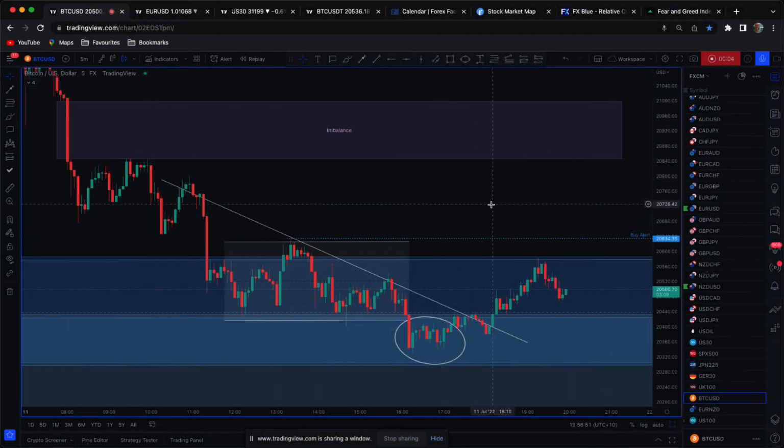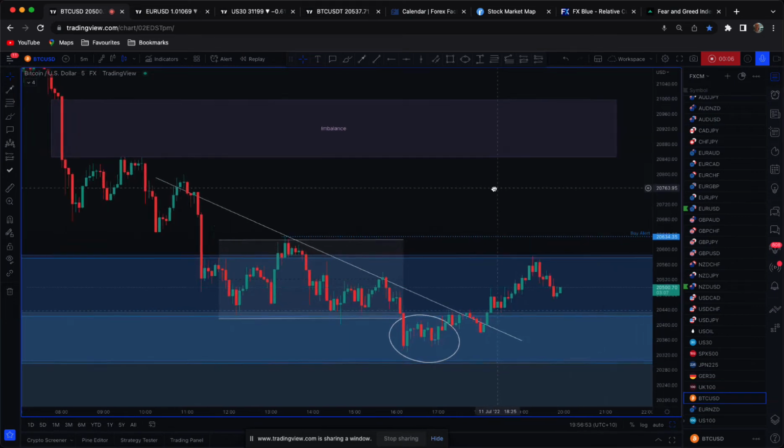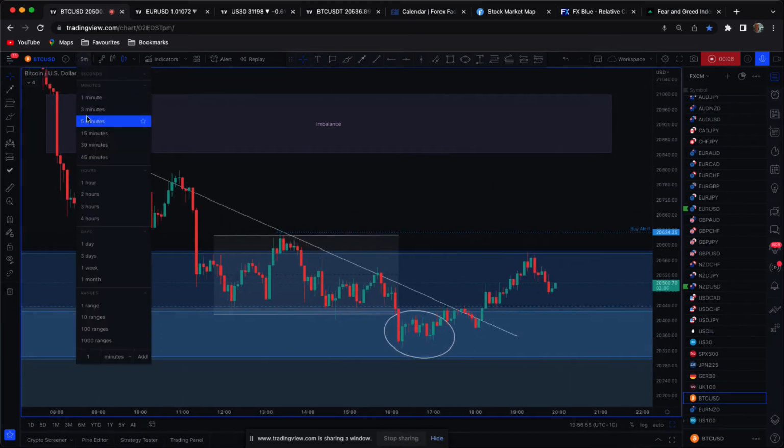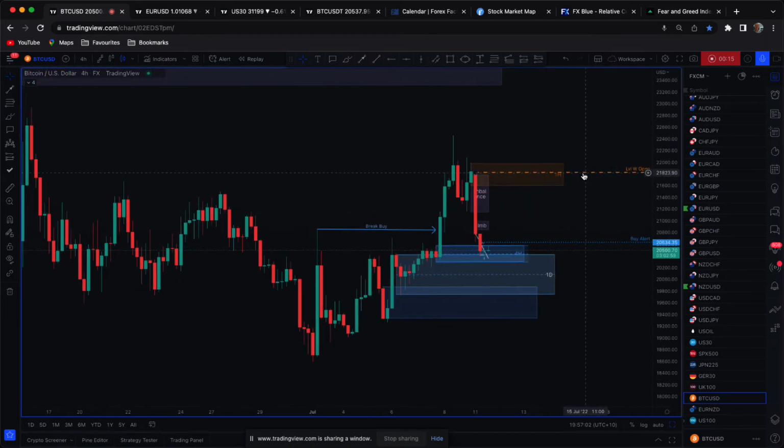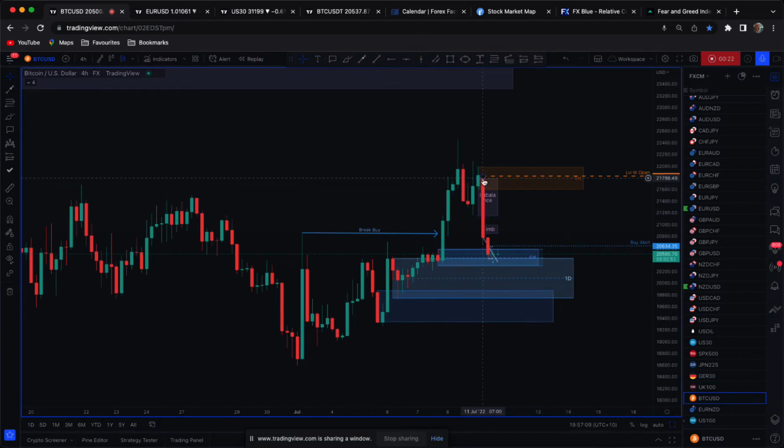Just looking at Bitcoin at the moment, I've got it open on a 5-minute chart. I'll just go out to the 4-hour and explain what I've been looking at. Alright, it's Monday. This is the weekly open here. Market kicks off. We trade back down with a vengeance.